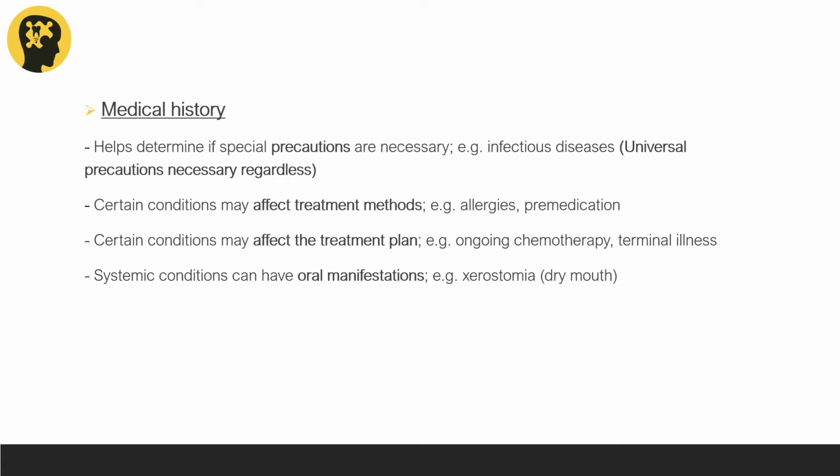A very common example is xerostomia, which occurs with certain autoimmune diseases, a very common example being Sjogren's syndrome. So that can give you an insight into the patient's medical condition sometimes. Xerostomia is also a side effect of many drugs like antihypertensives and anticholinergics and many others. So that also could give us an insight into the patient's medical condition.